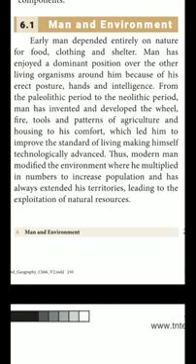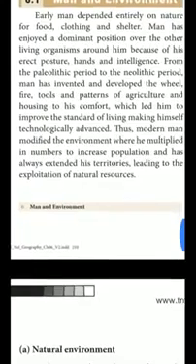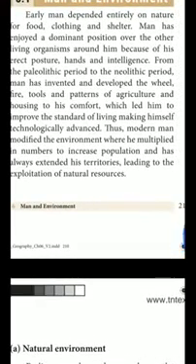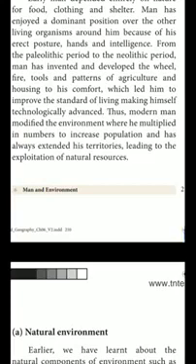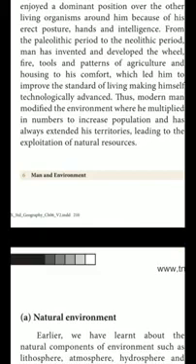It has developed. Man has enjoyed a dominant position over the other living organisms. Compared to other living organisms, how many senses does man have? 6 senses, isn't it? Because of his erect posture, hands and intelligence, from the Paleolithic period to the Neolithic period, man has invented and developed the wheel. Who invented this? Man only. He has found out fire also and many tools also. For what purpose have they used the tools? For agriculture and houses, to live in comfort and in order to live a standard life.